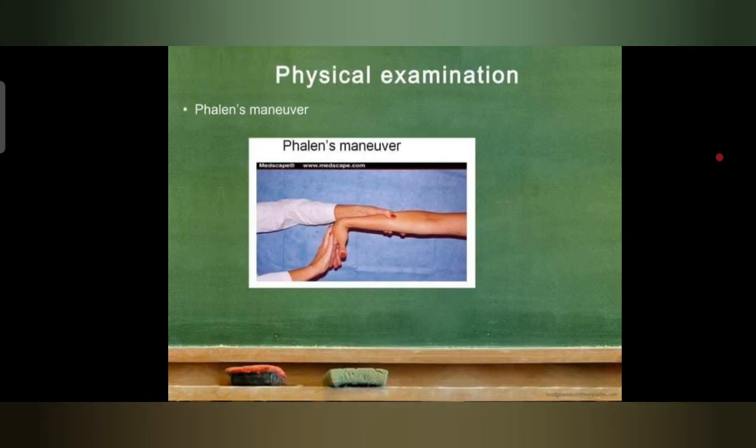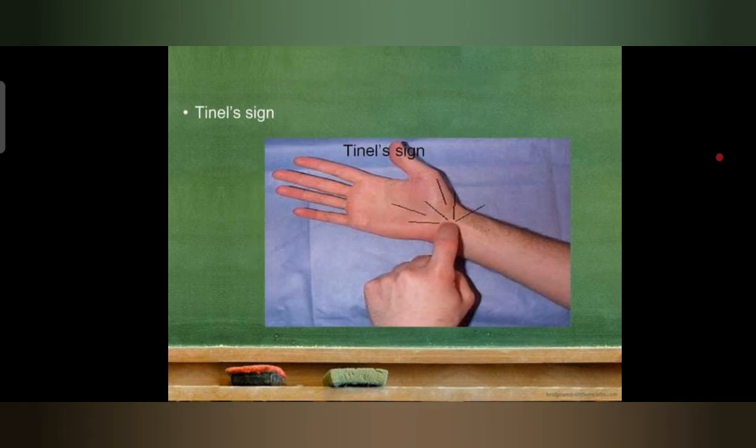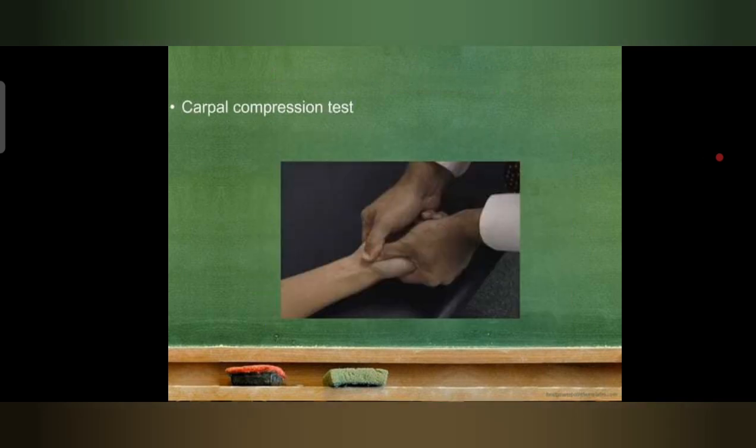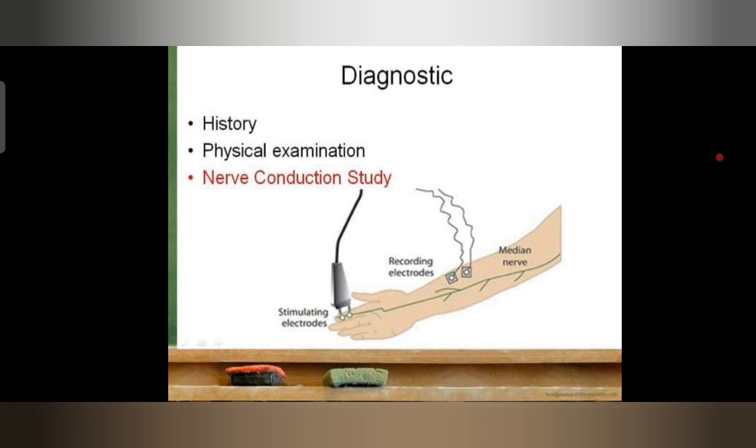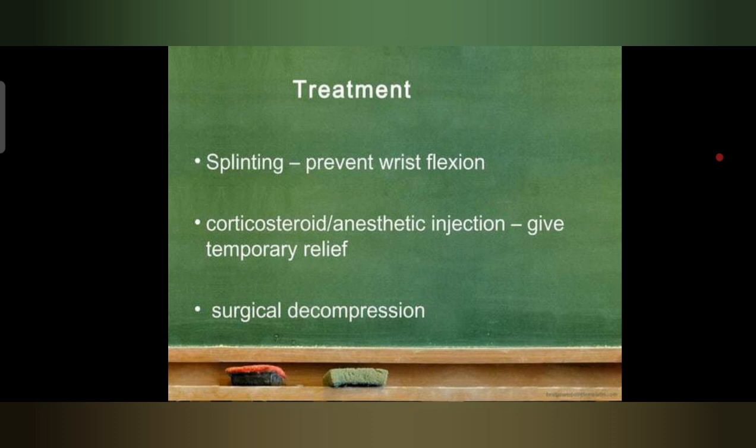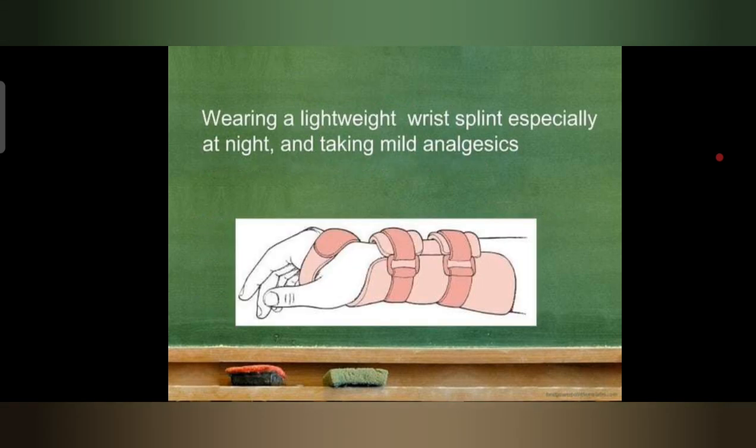Physical examination is by Phalen's maneuver, Tinel sign, and carpal compression test, and diagnosis is by history, physical examination, and NCV, the nerve conduction test. Treatment can be splinting to prevent wrist flexion. Corticosteroid and anesthetic injection give temporary relief, and there is also surgical decompression. Wear a lightweight wrist splint, especially at night, and take mild analgesics.